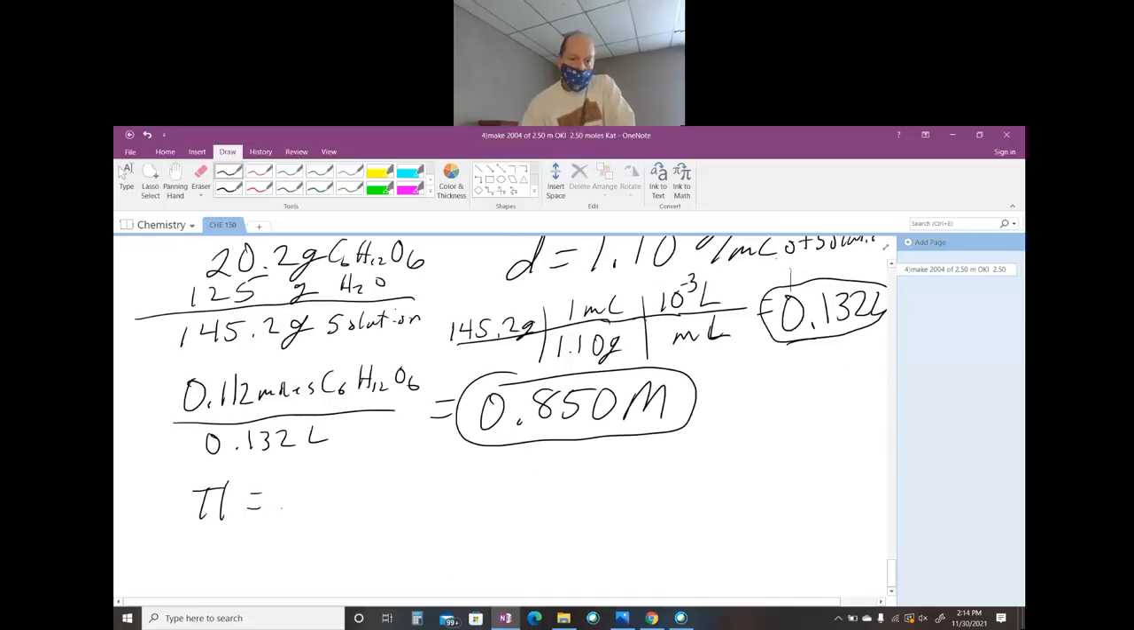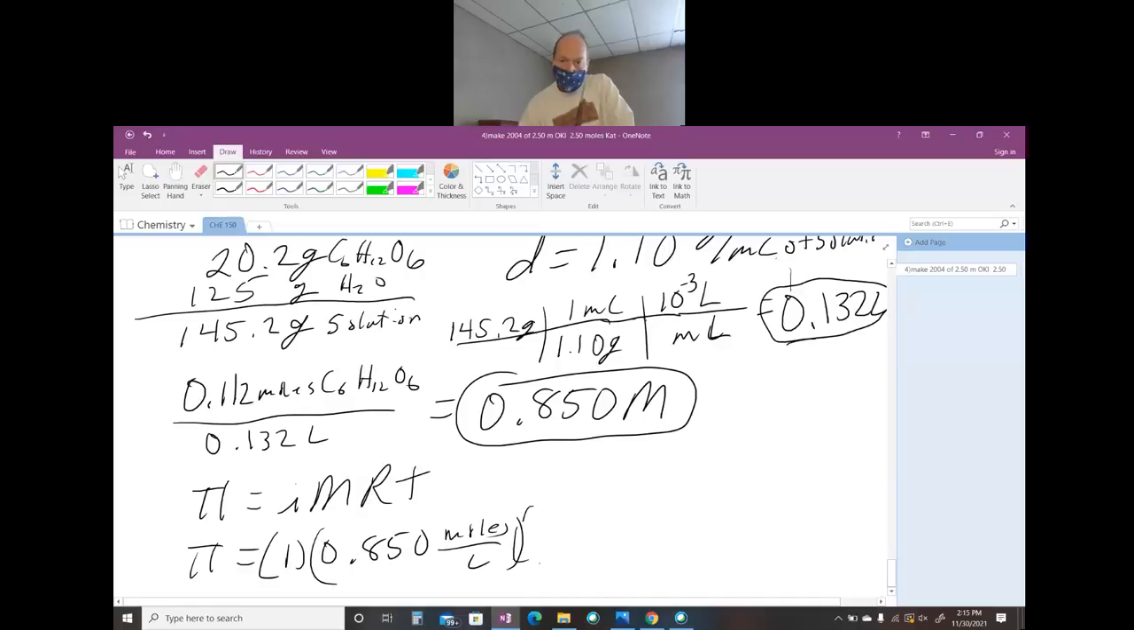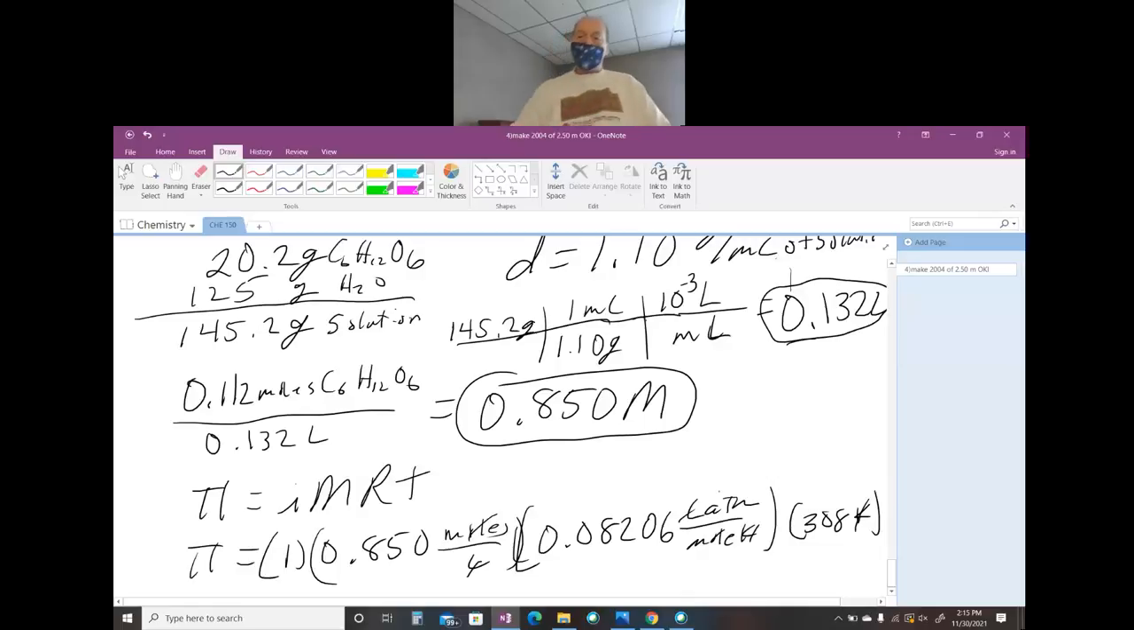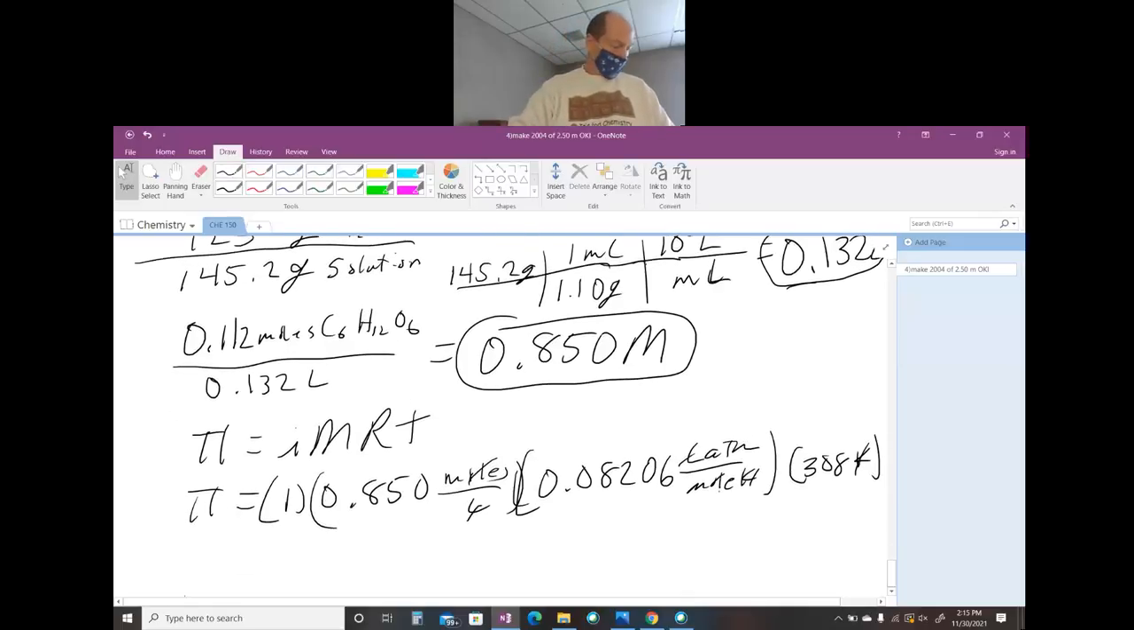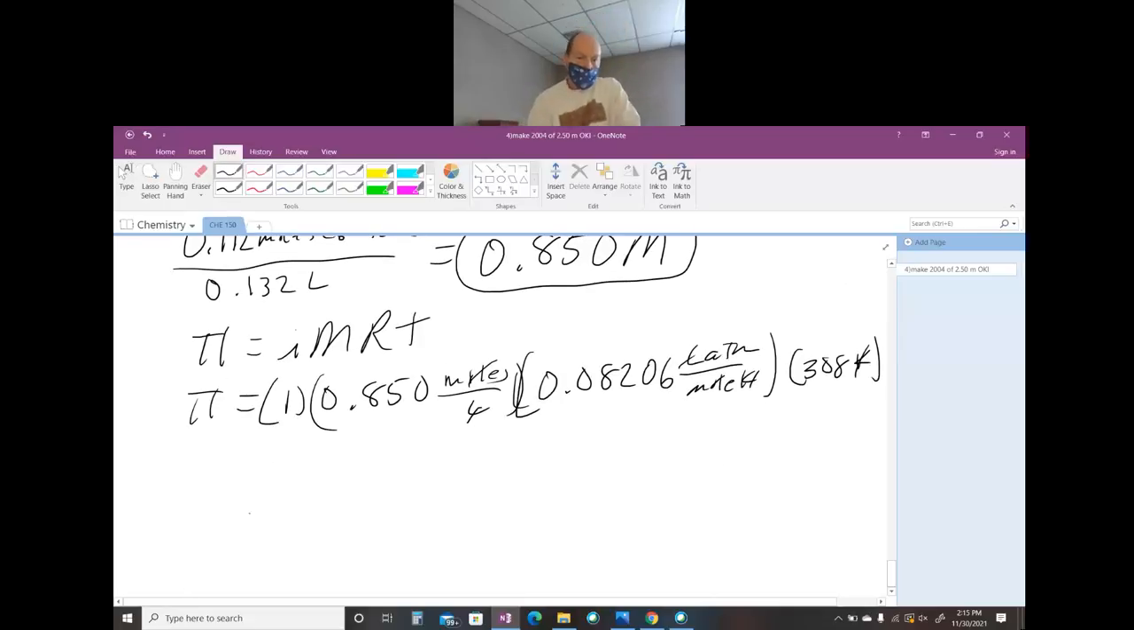So osmotic pressure is IMRT. So osmotic pressure, I is 1, now we have the molarity, 0.850 moles per liter. R, 0.08206 liter atmospheres per mole Kelvin. And 308 Kelvin is our temperature. So the Kelvins cancel, the moles cancel, the liters cancel, and we are left with osmotic pressure in atmospheres, which is 21.5.